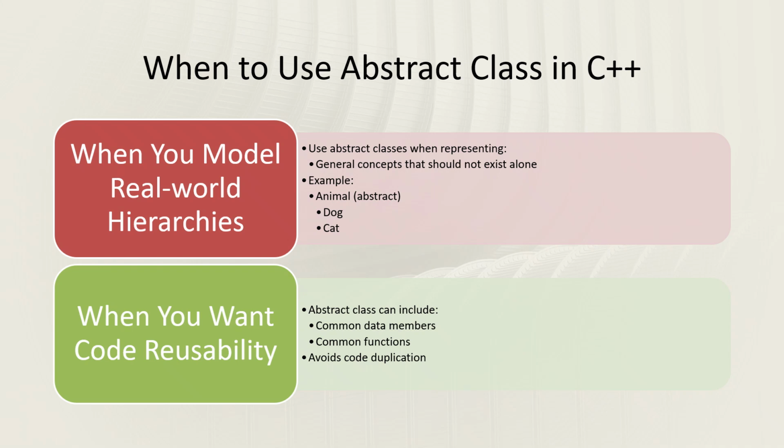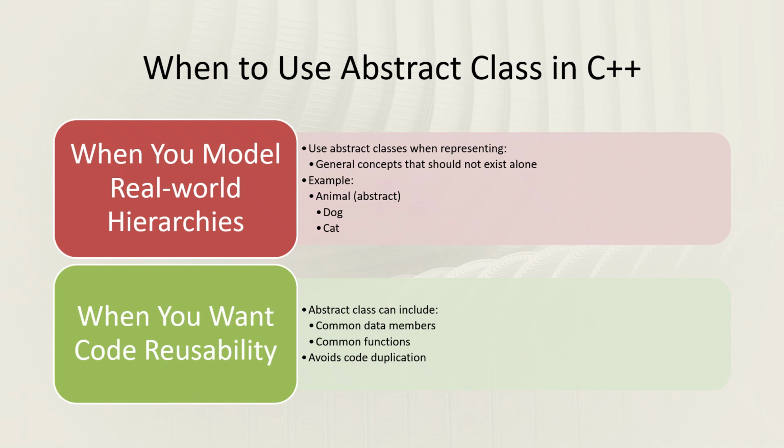Abstract classes are useful in modeling real-world applications. For example, Animal is abstract, Dog and Cat are real classes. We don't create Animal directly. Similarly, Employee, Manager, Engineer. This helps in designing a clean hierarchical system. It matches real-world thinking with programming.